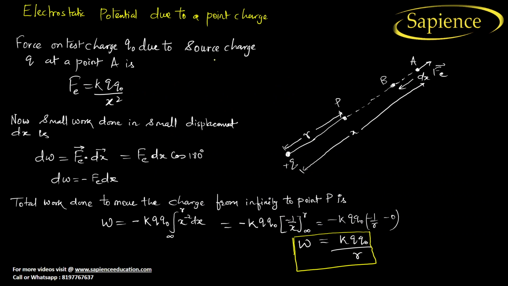Now let us go for another thing, that is electrostatic potential due to a point charge. Now see here, very important. This derivation will come in your board exam. Now see here, there is a positive charge Q, and there is another charge, a test charge, that is unit charge. So the force on a test charge due to source charge Q at a point A is F equal to K Q1 Q2 by R square.